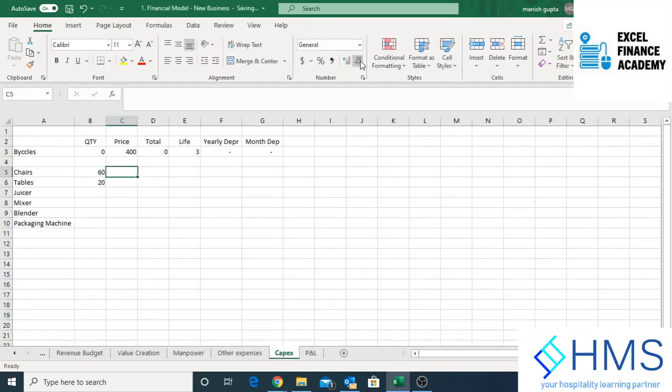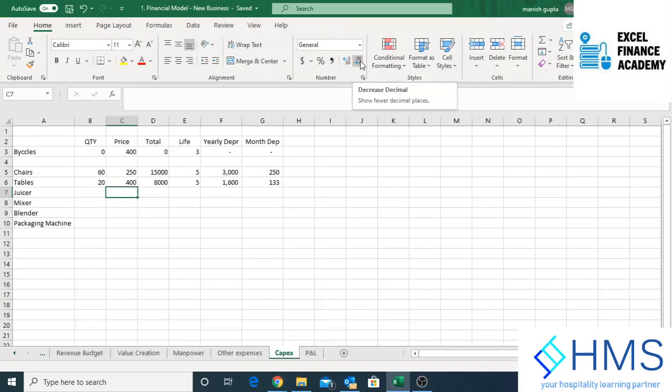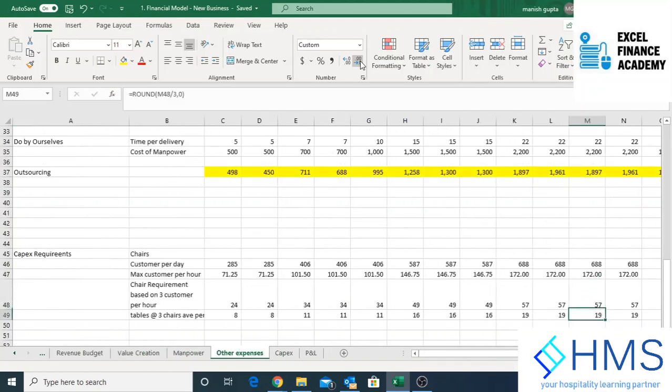Let's say each of them is going to cost me $250 for a table and $400 for a chair. So the total amount you need is this, and it can run for 5 years easily, because that's the minimum. So that's how we decide this one thing. Now let's decide on the other equipment.